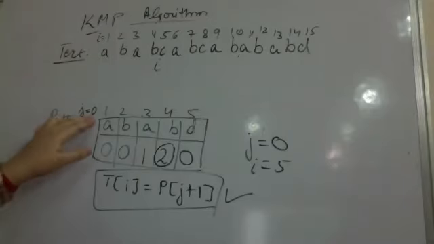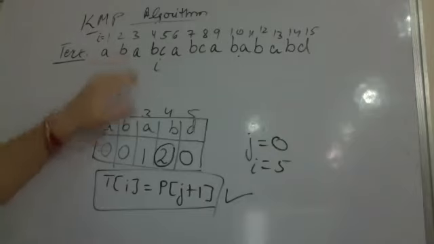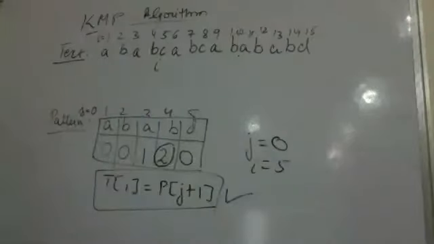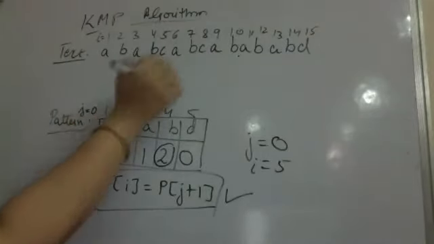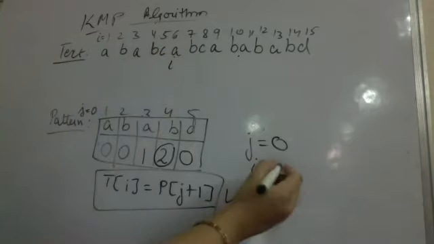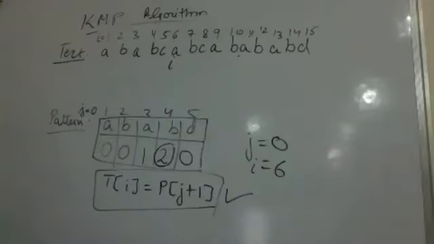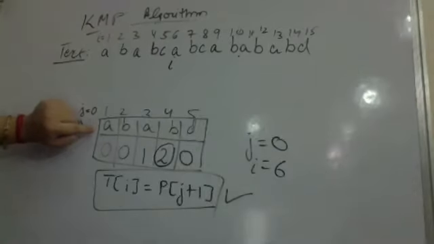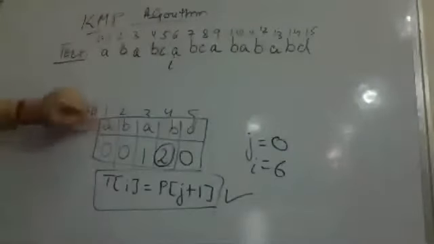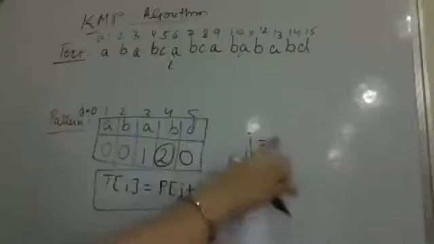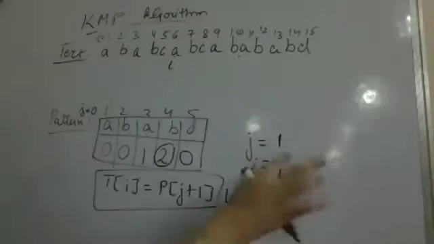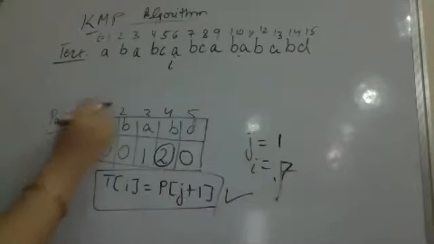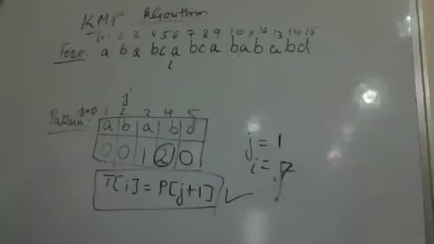When this is false, I cannot further reduce the value of j. j is already at the least value. In this case, move I to the next element. I am never reducing I. When j cannot be reduced further, I becomes the next element, which is 6. I again check the similar thing. Text of I is equal to pattern of j plus 1. A is equal to A is true. This is true. Increment both j and I. j becomes 1, I becomes 7. So j comes here and I becomes 7.